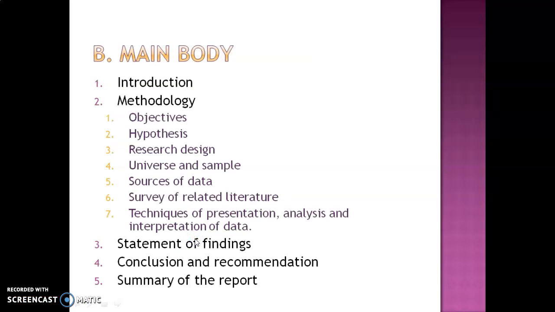Then we move on to the main body. In the main body, at first, we'll have an introduction. Usually, every thesis starts with an introduction. It will specify the context of the study. So it is the first part of the main body.